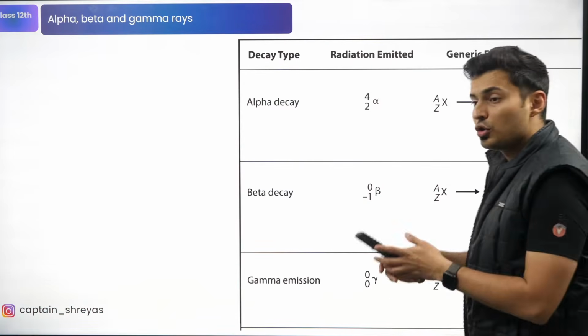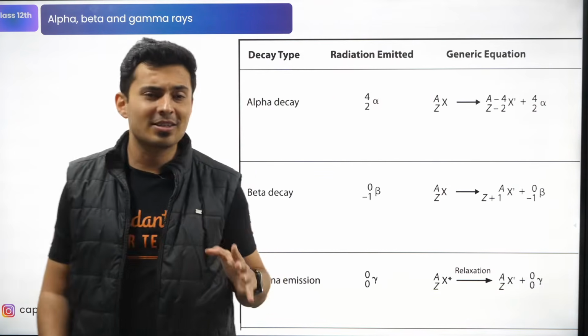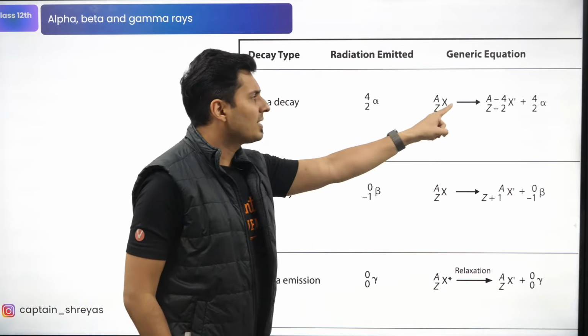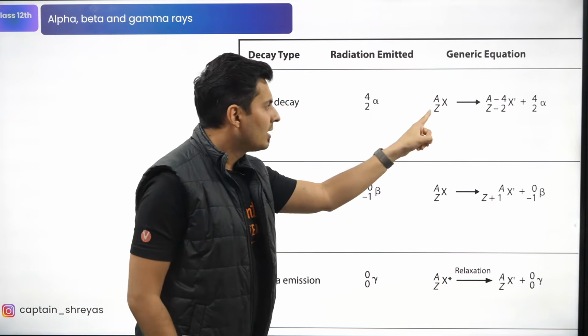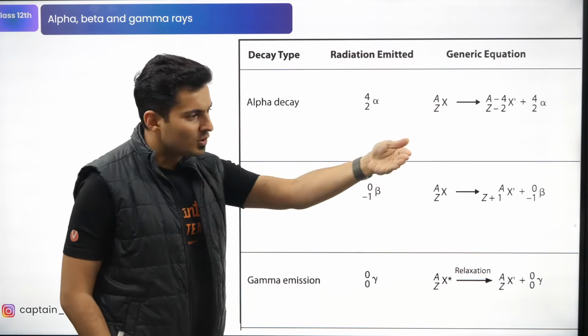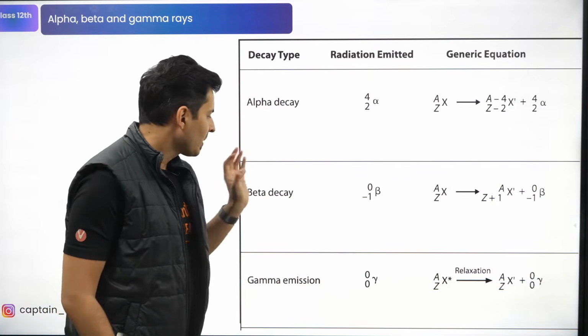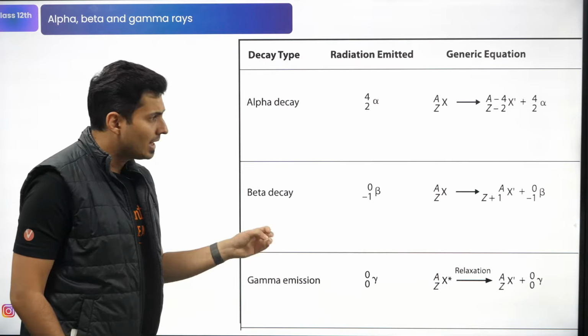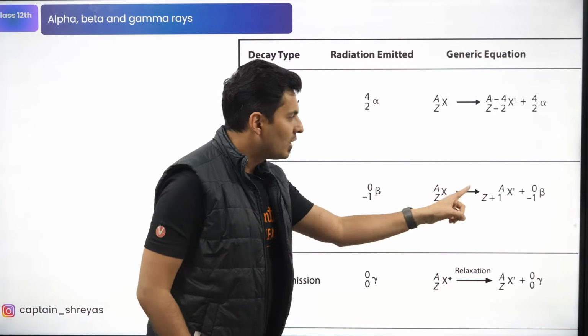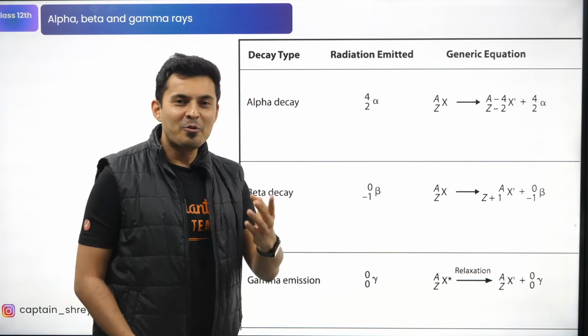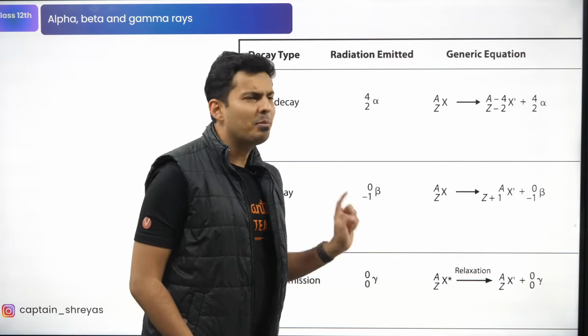Also, you should know what they do to the nucleus. Alpha particle reduces the atomic mass number by 4, the atomic number by 2. So the element shifts by 2 positions on the periodic table. Whereas in a beta decay, that is when an electron pops up, you will see the atomic number will increase by 1. Mass number does not change.